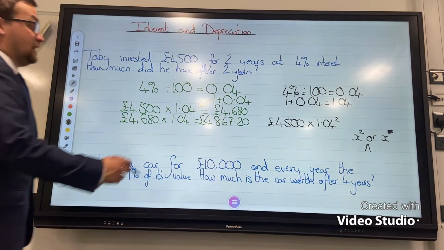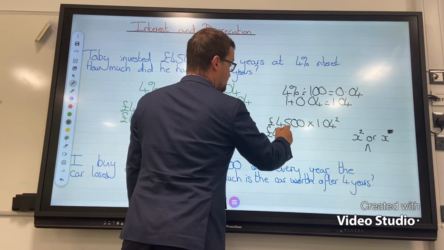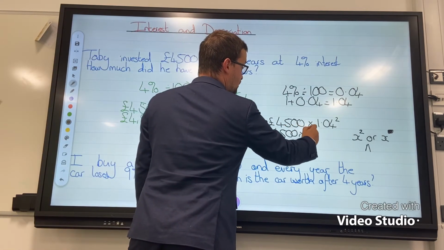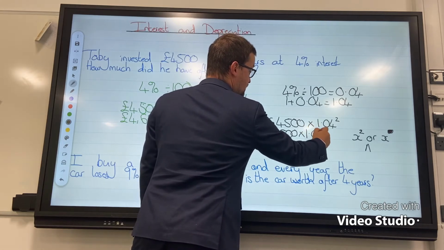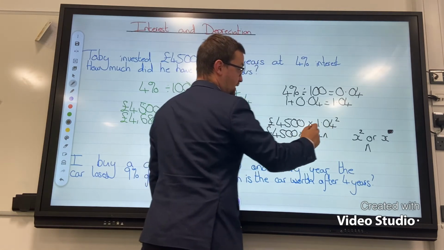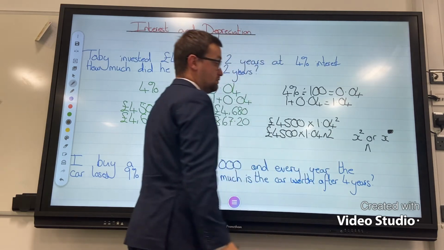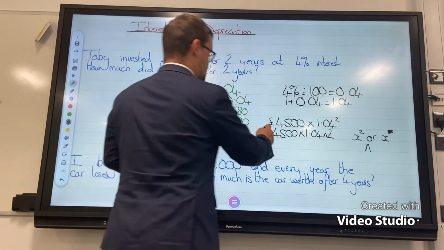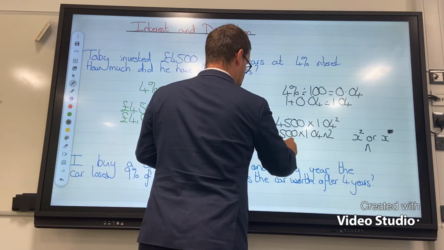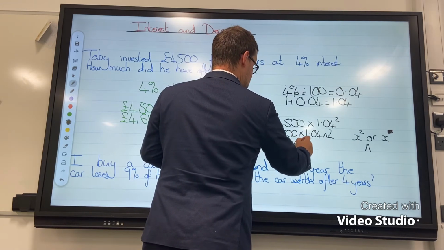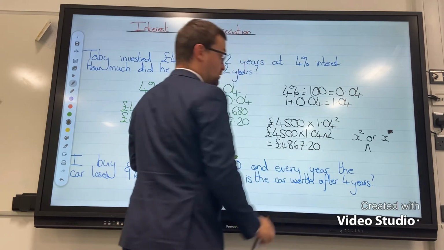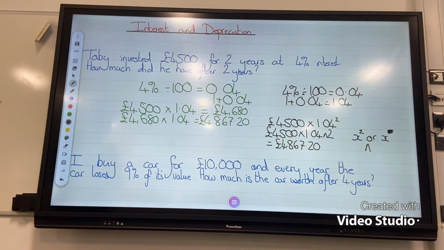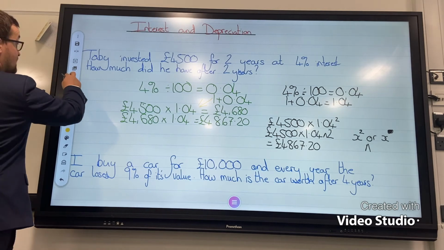So you type in 4,500 times by 1.04, upside down arrowhead, and then you press 2. And what you should find, when you type that into your calculator, is that it comes out as exactly the same answer. So you get £4,867.20.